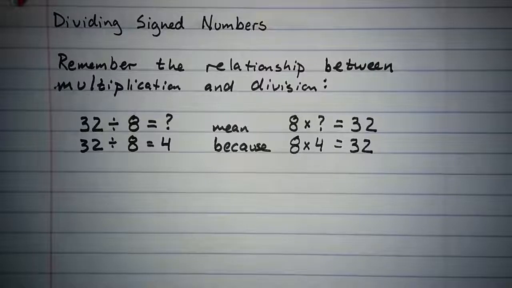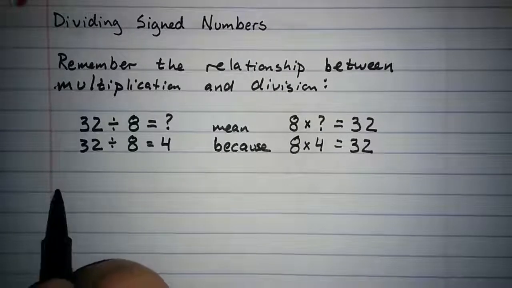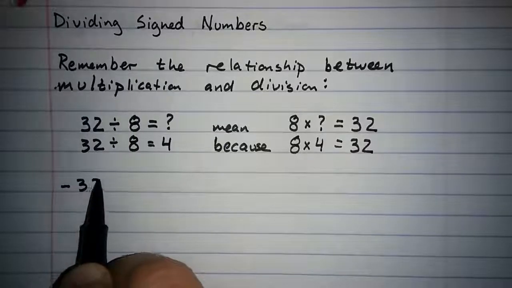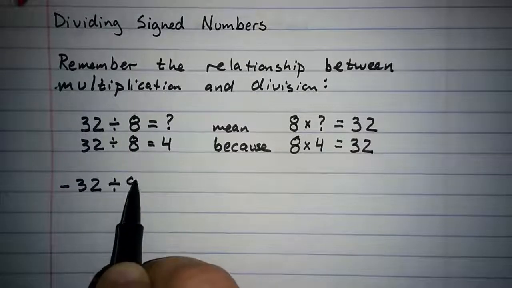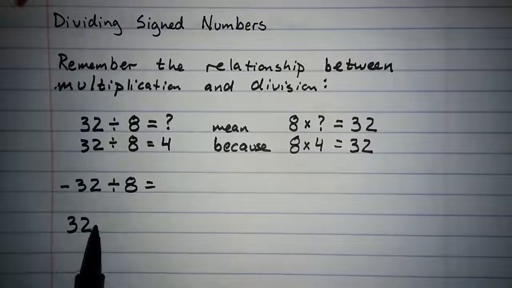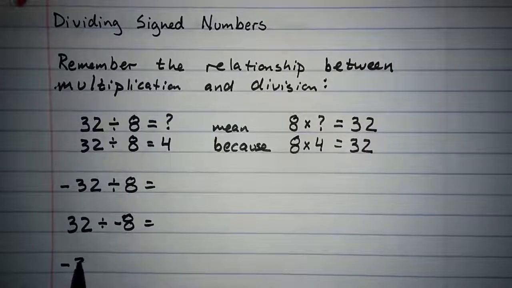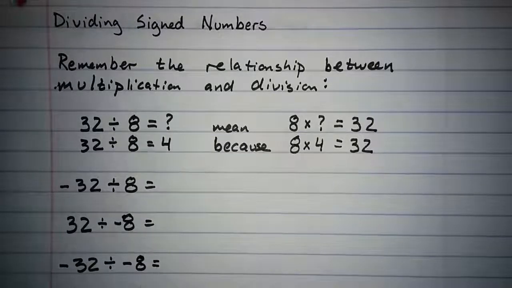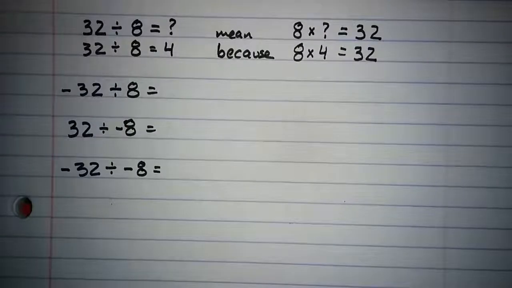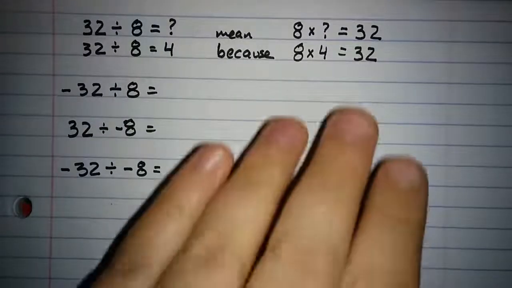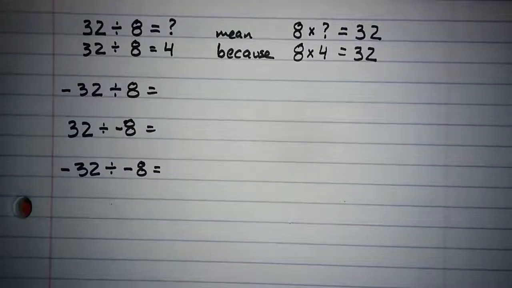With that in mind, let's think about what should negative 32 divided by 8, 32 divided by negative 8, and negative 32 divided by negative 8 be. Right. And there are 4 possible multiplication facts with 8, 4, and 32 with various signs.